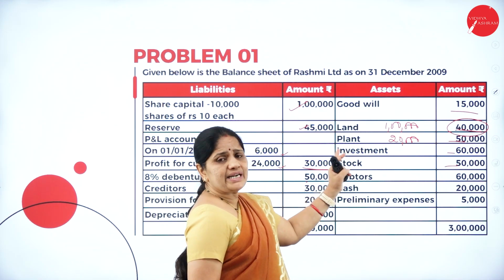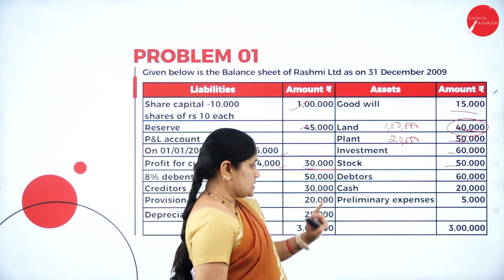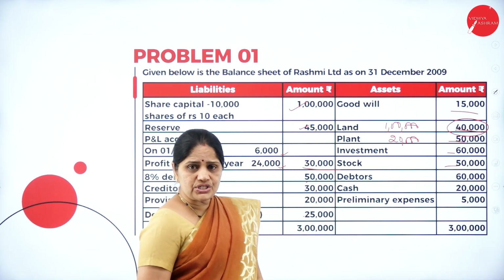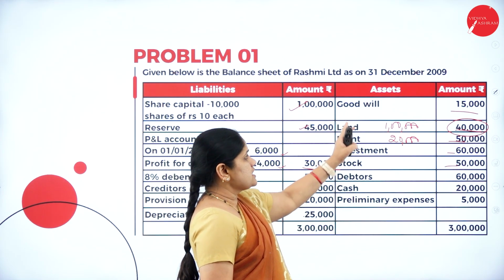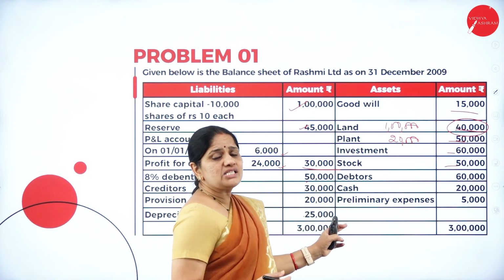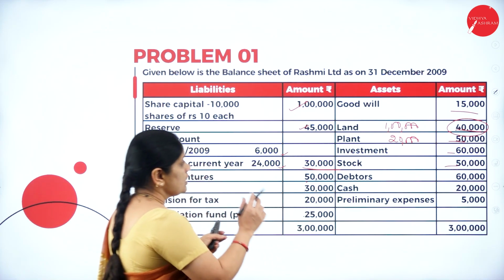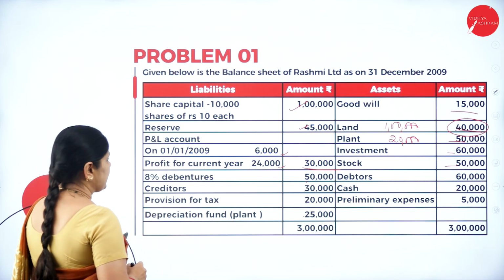Then investment is not included because it is not for trading activity, so we will not take it into consideration. Then preliminary expenses is also a fictitious asset. So we don't take preliminary expenses, investment and goodwill, and all other assets which cannot be sold; only those assets we will be taking into consideration: the land, plant, stock, debtors and cash.